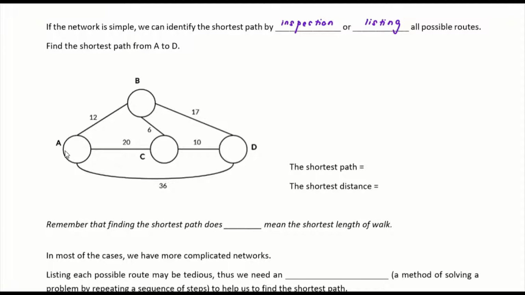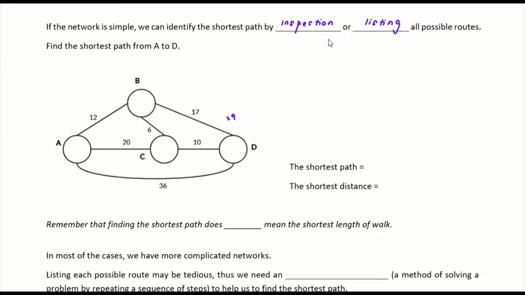That's our objective. By inspection, you can imagine 12, 17, so this route will give you 29. The other way is 12, 6, 10, which gives 28. Then 20, 10 gives 30. And then 36, which is just 36. So the shortest distance you can take is 12, 6, and 10.